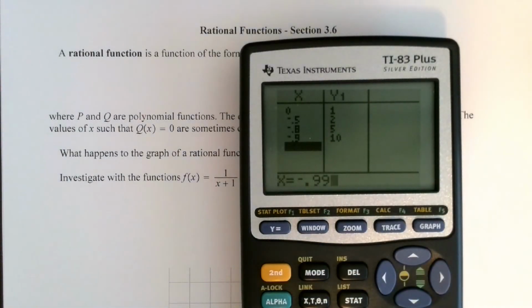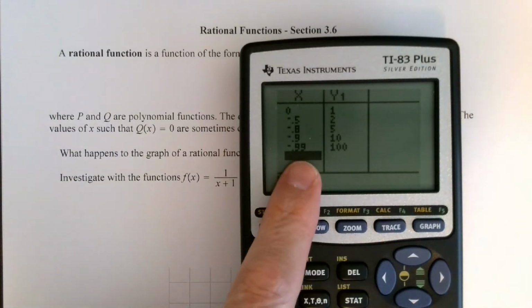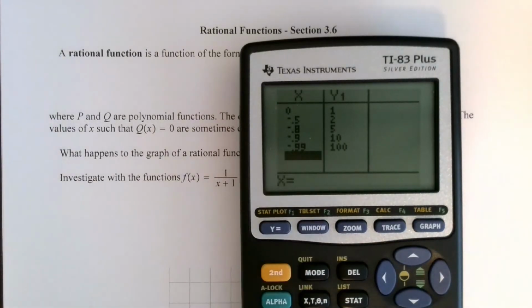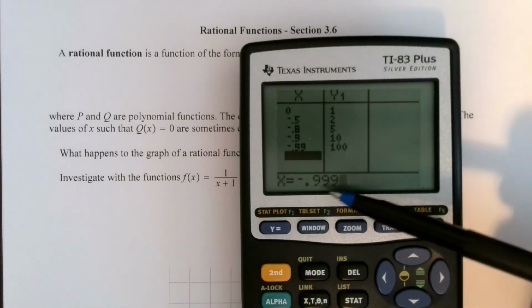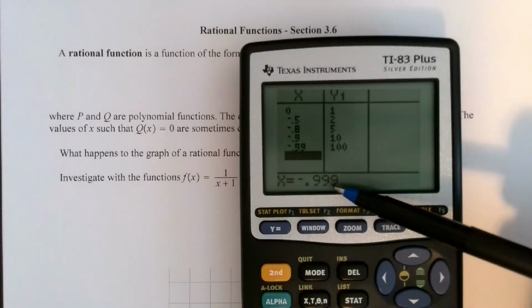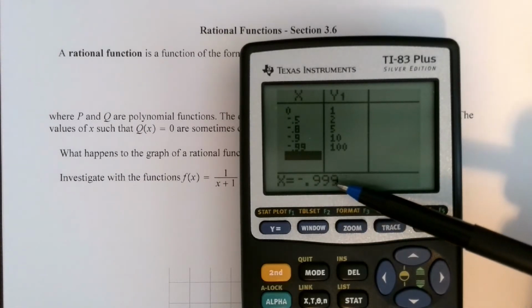Well, when I do that, notice what happens to the output. It jumps all the way to 100. That's a pretty big jump for a very small change in x. Let me change the value of x again. Can I get closer to -1 than -0.99? Yeah, -0.999. Now, how much have I changed going from this value to this value? Just 0.009, or 9 thousandths. Just an imperceptible amount, right?